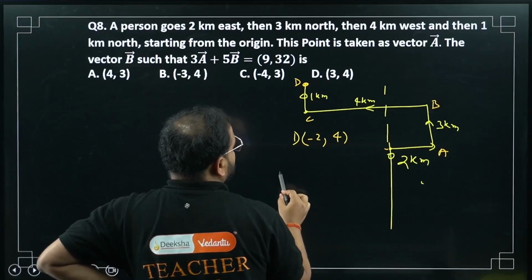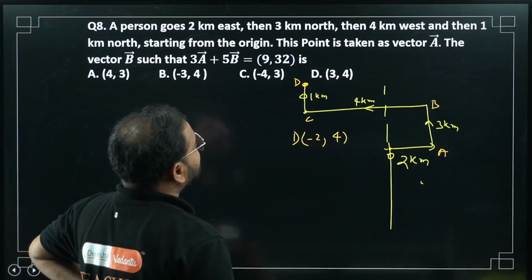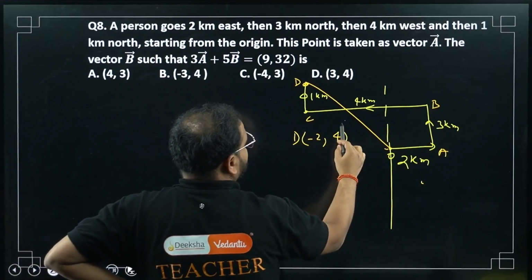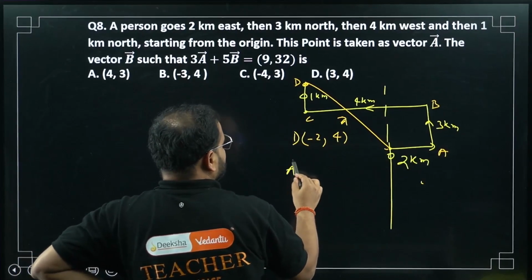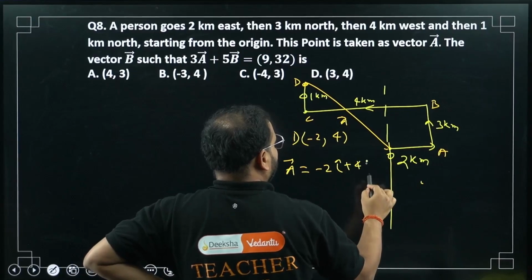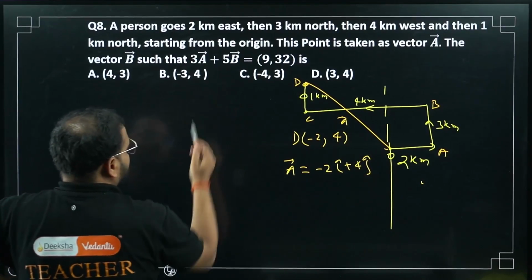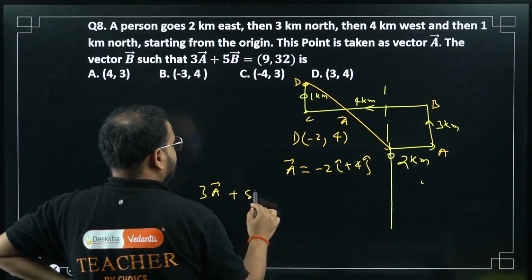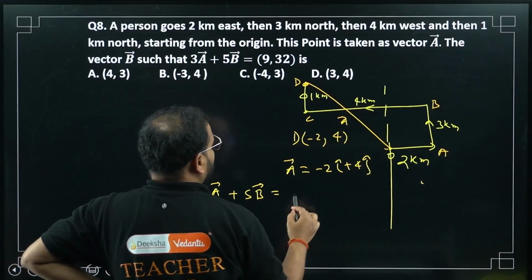How will I write it? This point is taken as vector a. They have given this as vector a. So vector a is going to be -2i cap plus 4j cap. Now they are saying over here, please have a look, that 3a plus 5b, another vector b, is equal to what?